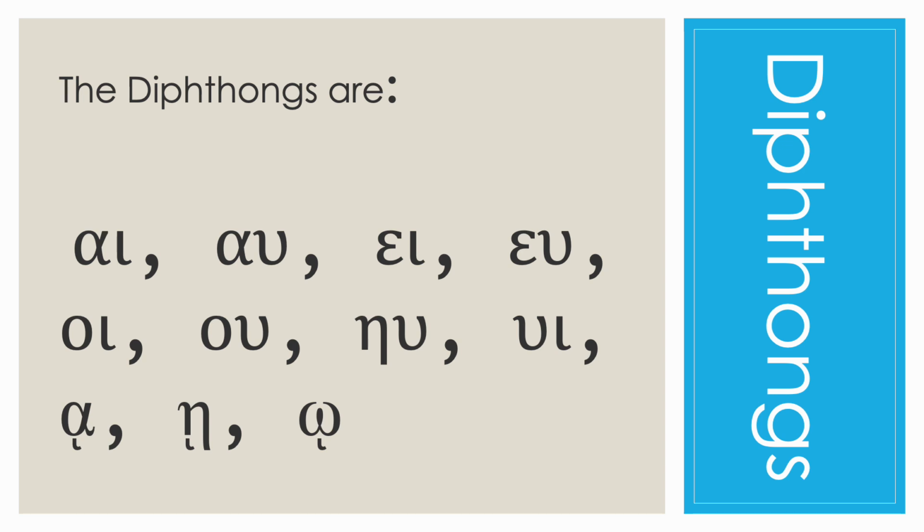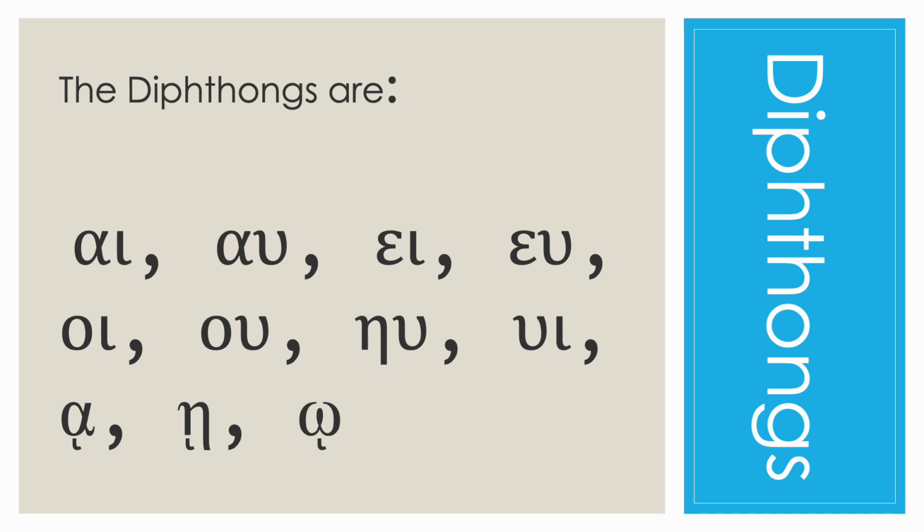A diphthong is a sound formed by a combination of two vowels into a single syllable. In these, the sound moves from one letter to another. We have some in English. Here are those that we get in Greek.